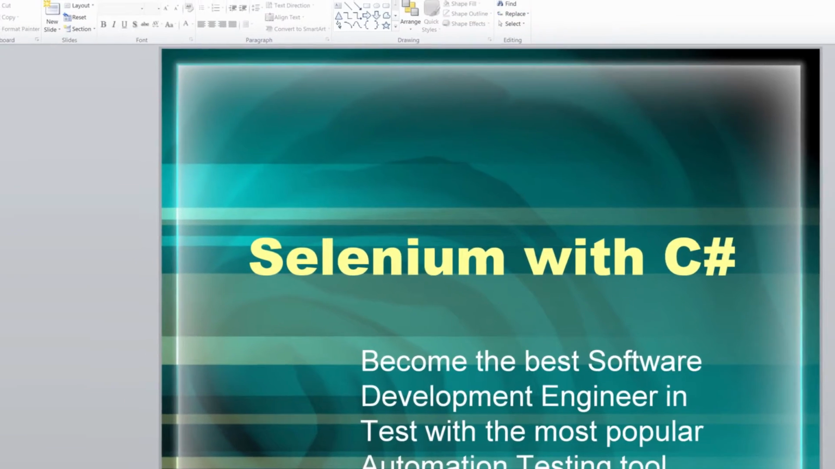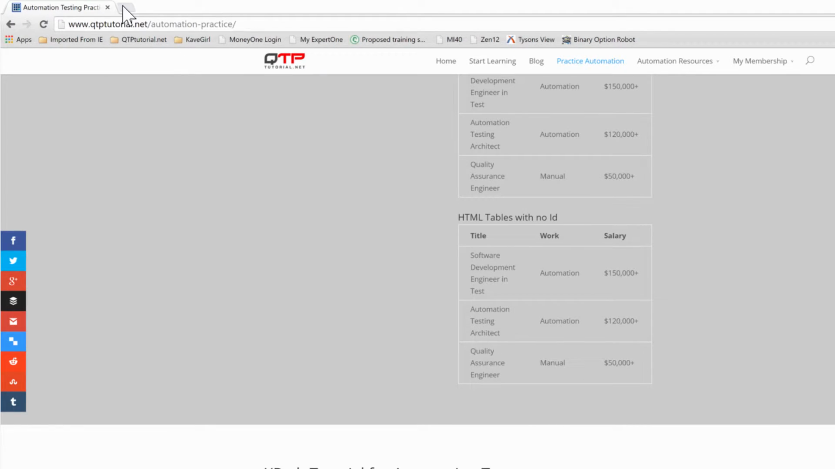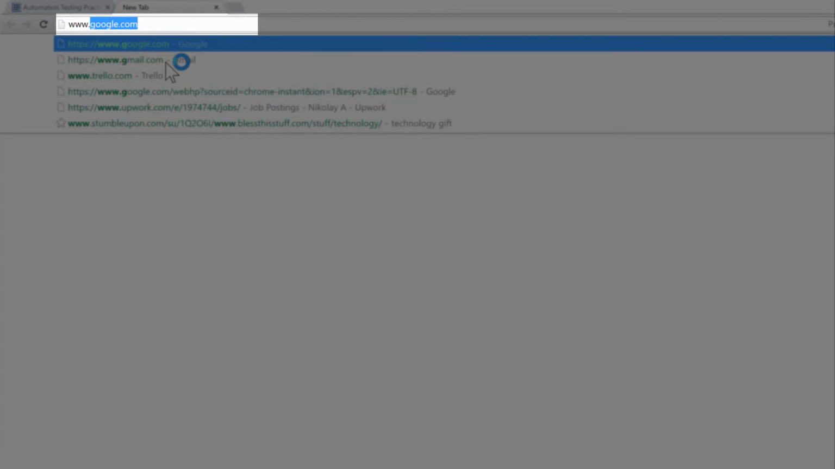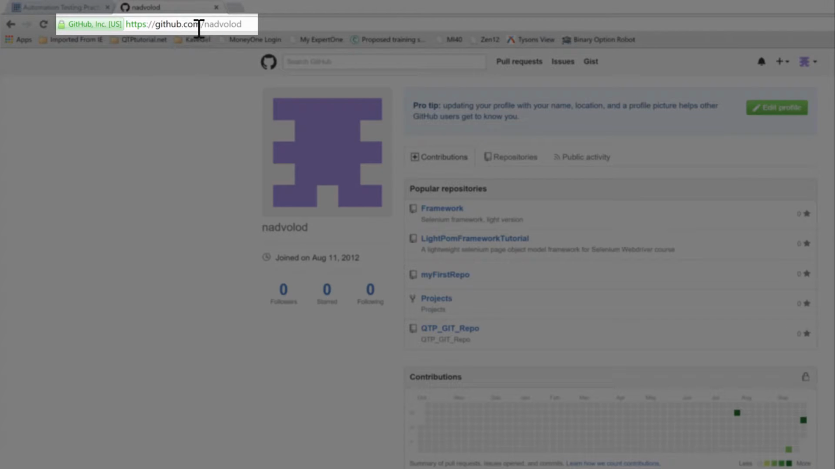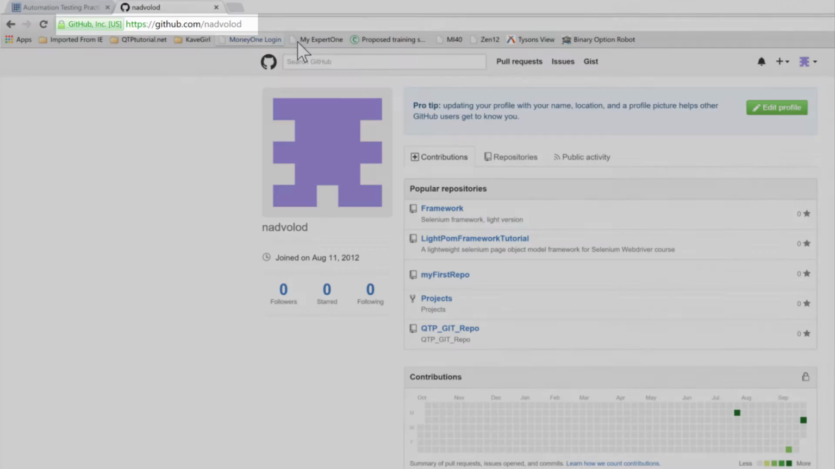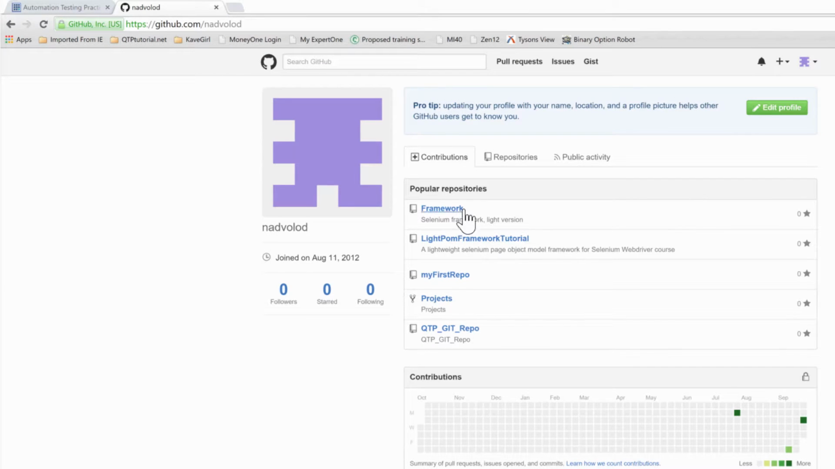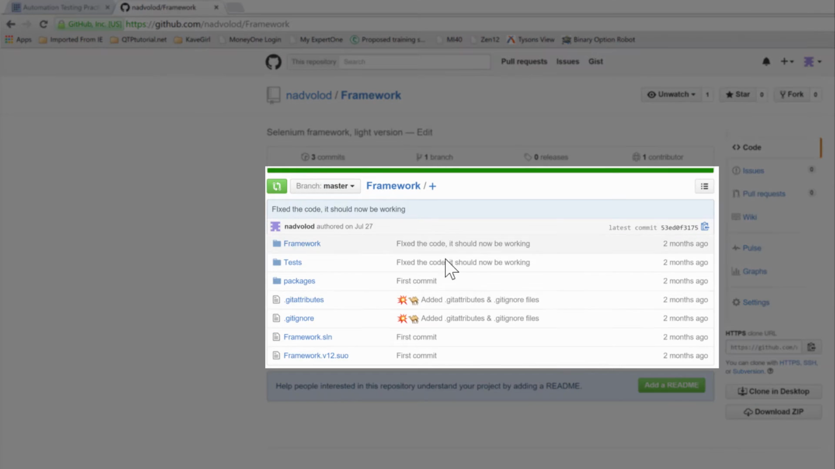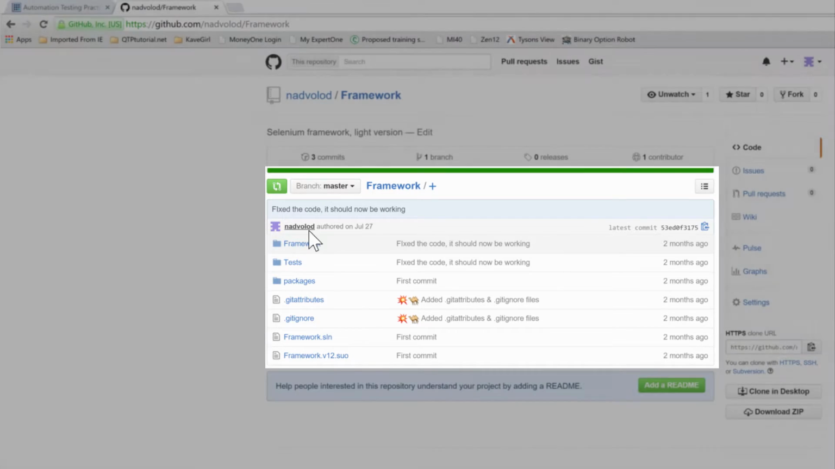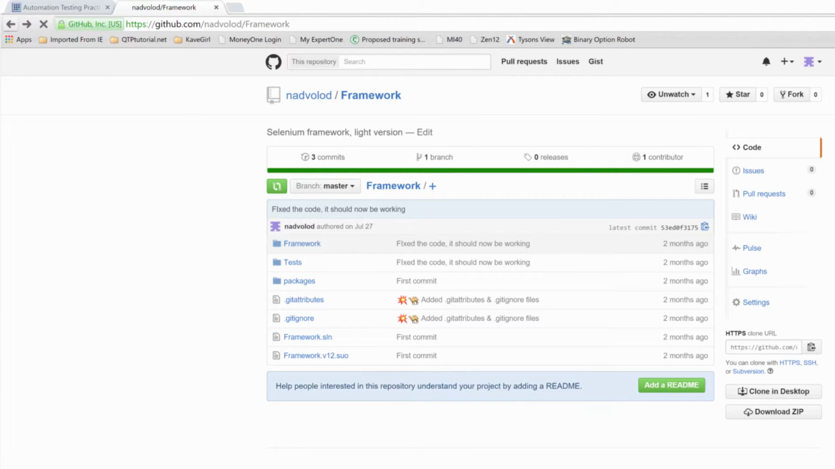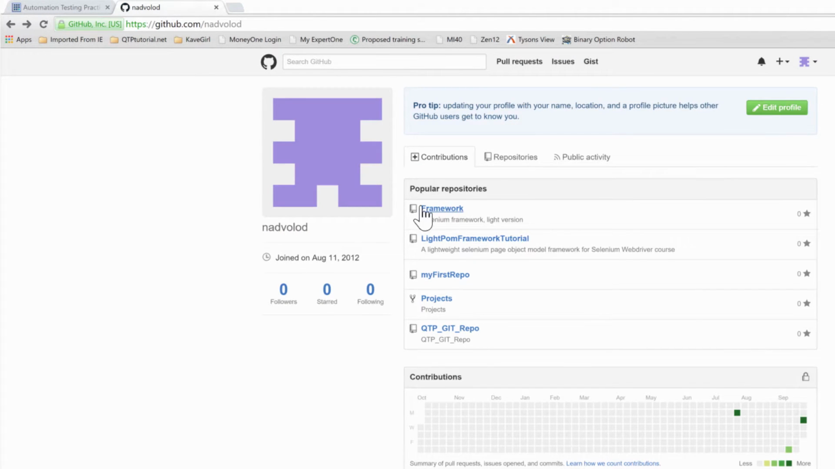And the framework actually can be downloaded. You guys should know that here now at the GitHub account. At my GitHub account here, NADVOLOD, and it's the Light POM framework tutorial. This is the one we worked on. And then there's also another framework called Framework, which you can also download. This is like an extra clean version of our framework that does what we need it to do. This is just another example that you can look at.